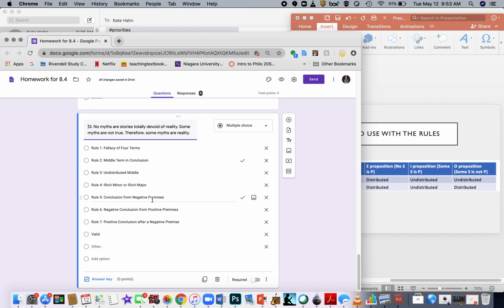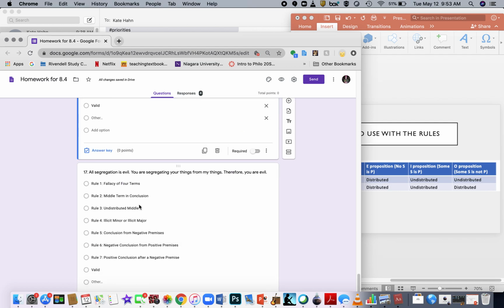And then again, you have your conclusion from negative premises. You can't have a conclusion from negative premises. The minute you see the E proposition and the O proposition, you know that the syllogism is invalid.